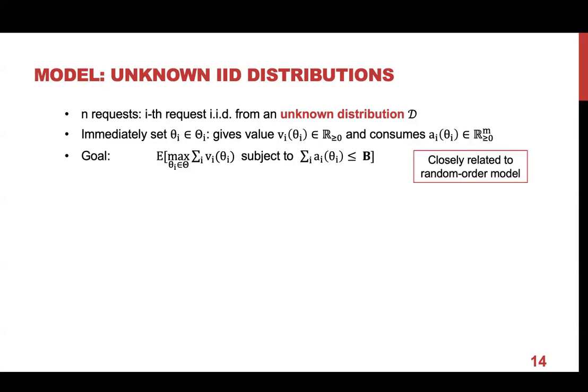Small remark, everything that I'm going to tell is also going to extend to the so-called random order model, where you fix some requests, but then they arrive in a uniformly random order. So it's like sampling with replacement versus sampling without replacement. Some of the arguments become a little bit more technical, but everything can be extended to even this random order model, which is also sometimes called the secretary model.